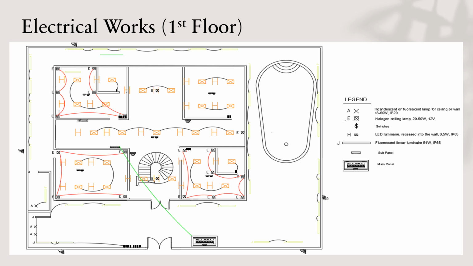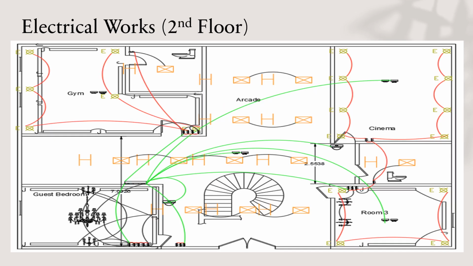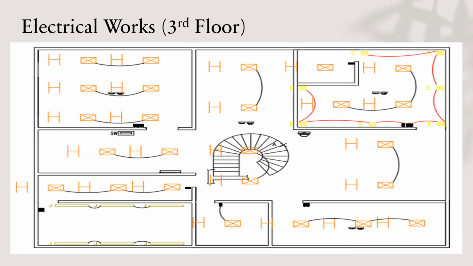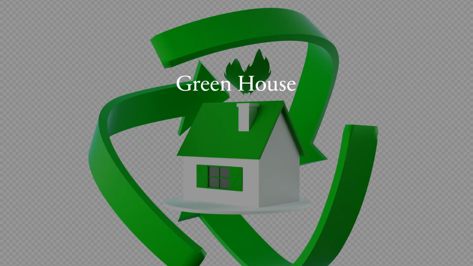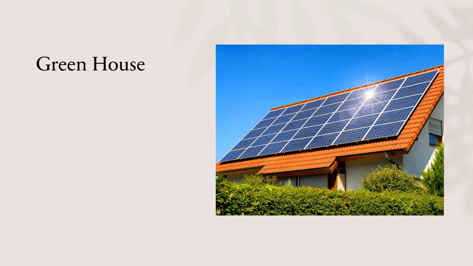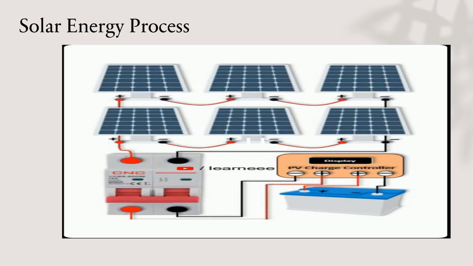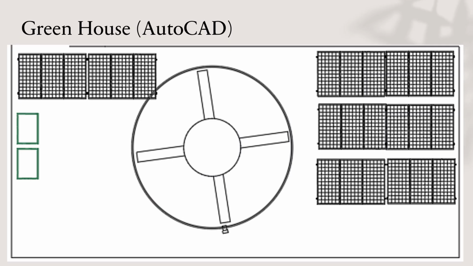These are the electrical works for the first floor. This is for the second floor and the third floor. For the greenhouse design, we chose to use solar panels on the roof. These are the solar panel connection. This is how it will be attached to the roof.